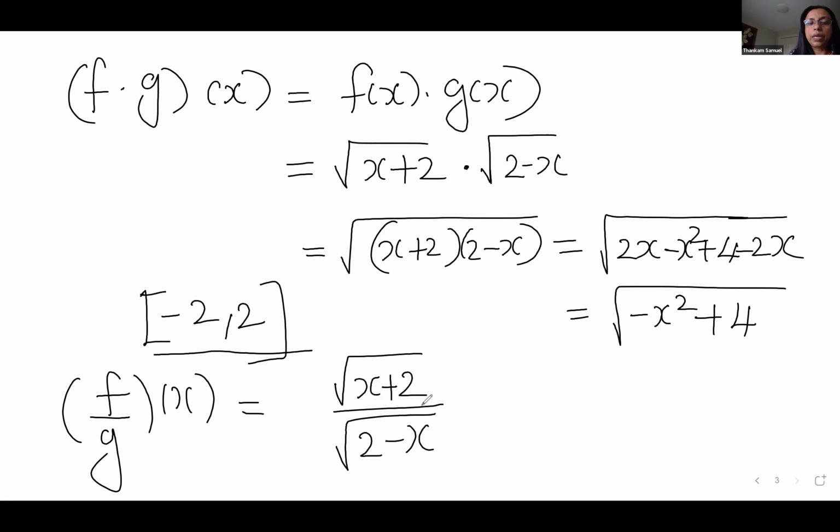So the domain common to both functions and the domain of f over g of x is bracket -2 to 2 with a parenthesis. That's the main difference between the domains of the functions we have already seen and the last function f over g of x.